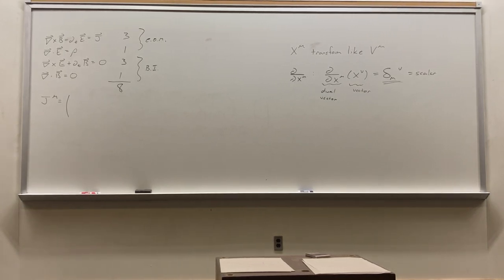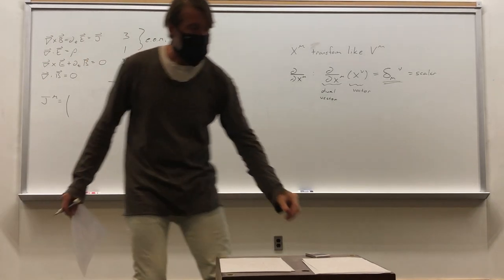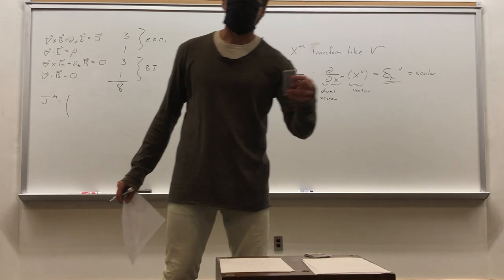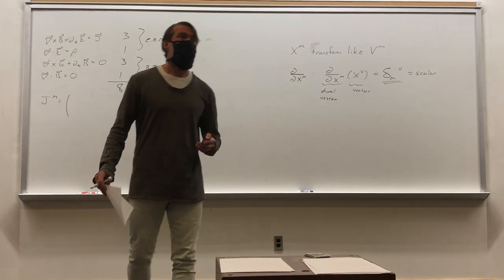What can we take from these equations and combine them to make a four-component object? First two or second two? Well, that's actually true, but those are equations, those aren't objects.